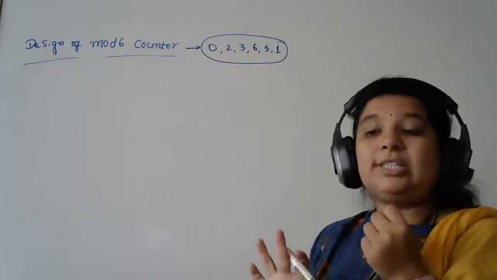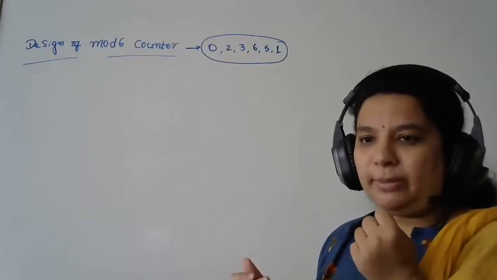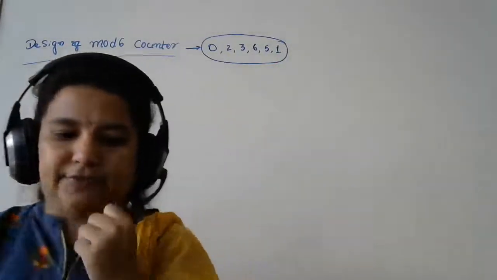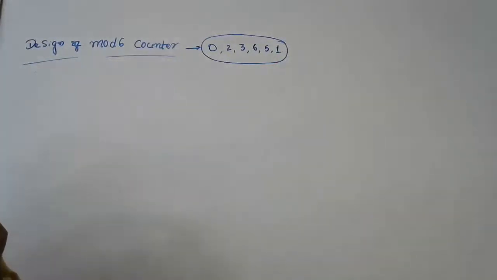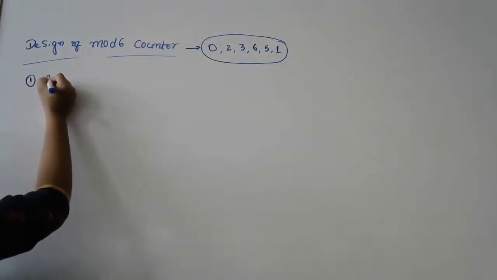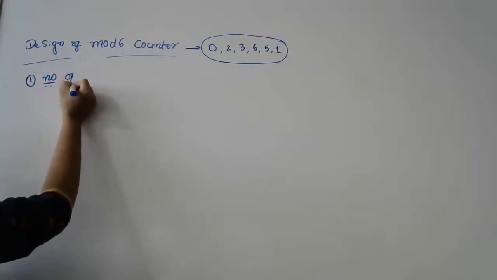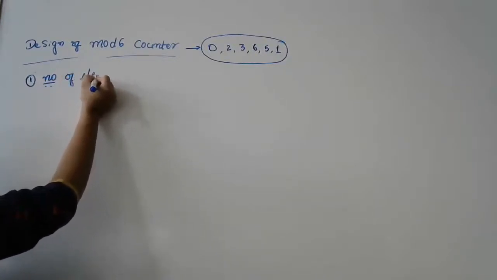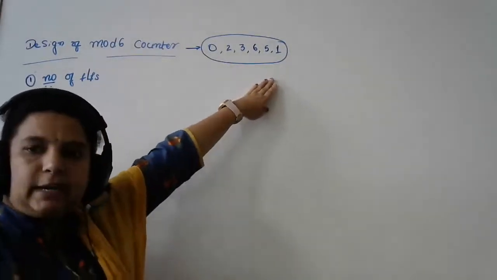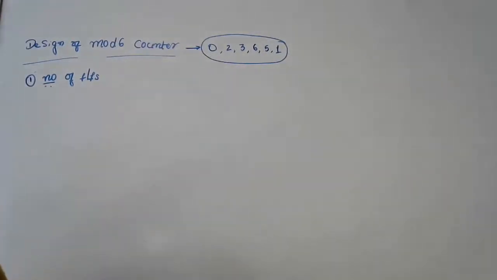Okay, so this is my design. So what do you mean by generating the count 0, 2, 3, 6, 5, 1? Now tell me how many flip-flops I require. The first thing for design is I need to know the number of flip-flops. I want to count this sequence. Tell me how many flip-flops are required.